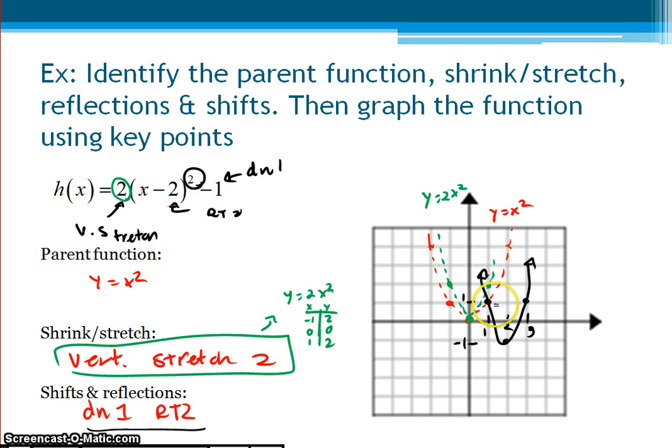So please do dashes or color coding, labeling schemes, values on your axes. And that is how we graph. So remember, graph the base function, then the shrink and the stretch, then the reflection, and then your shifts.